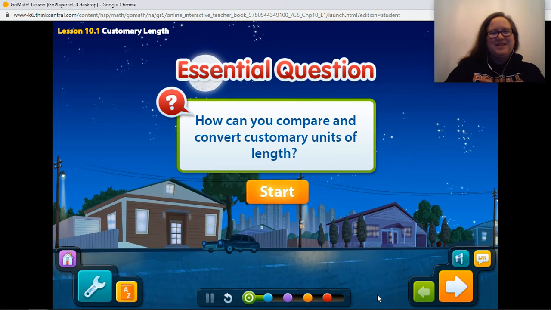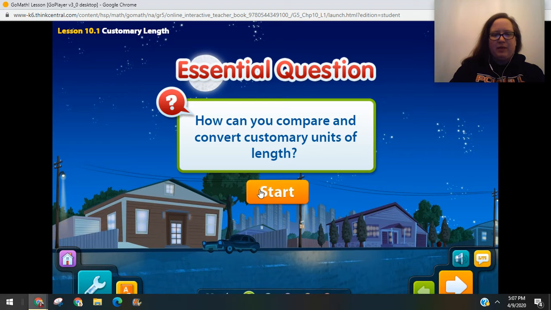Hello, my mathematicians. Today we are going to be looking at lesson 10.1. That's all about customary length, and we're going to be looking at the essential question using our interactive lesson: how can you compare and convert customary units of length?